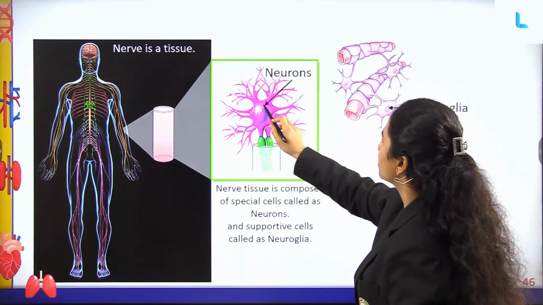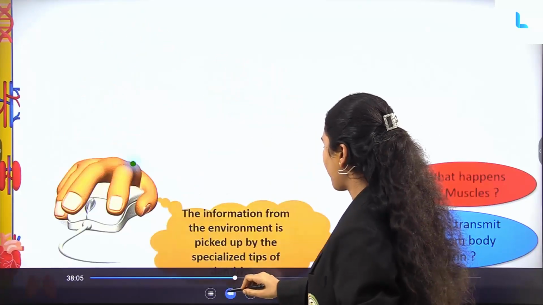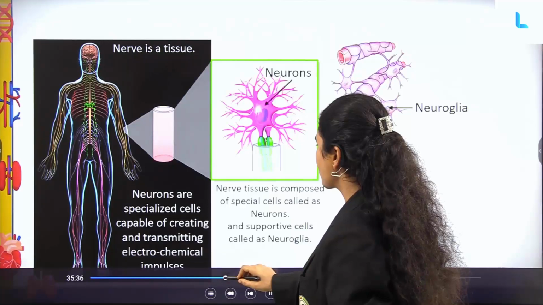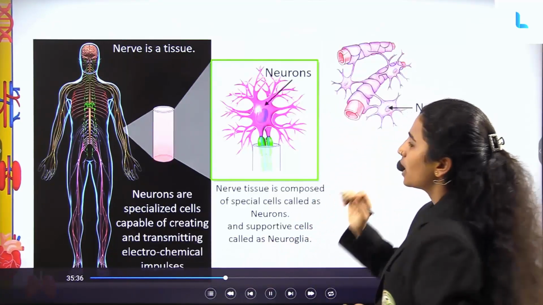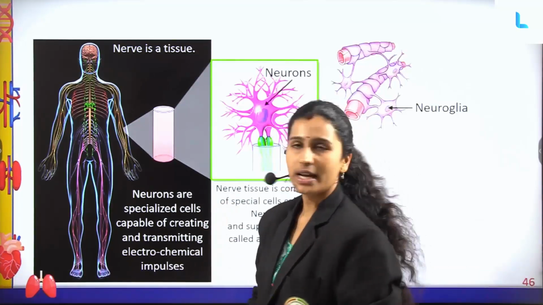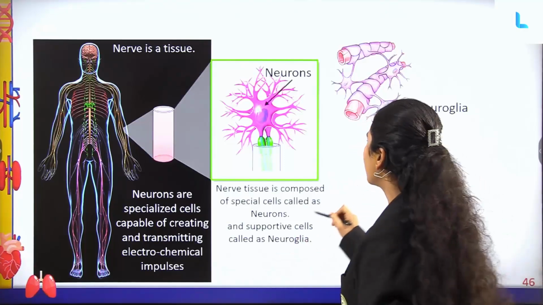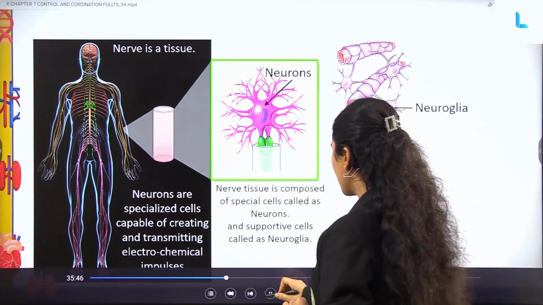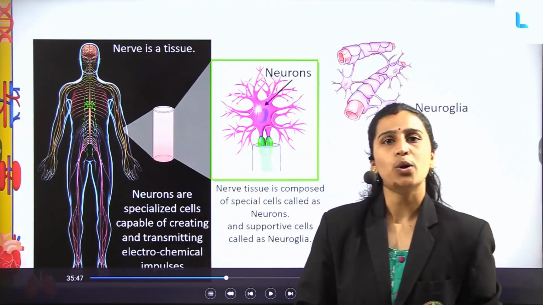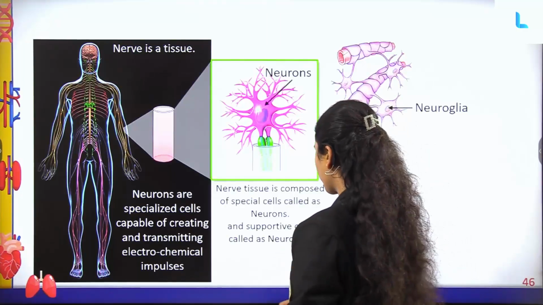This has branched structures. So this is the neuron. Okay, and they are specialized cells. Neurons are specialized and they are capable of creating and transmitting electrochemical impulses. That is, these neurons can produce the impulses, that is, they can take up the question and they are capable of answering by themselves.